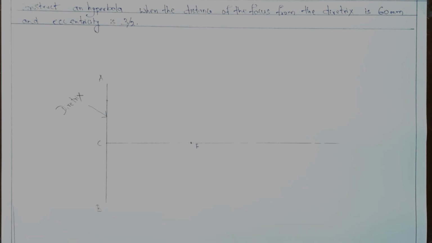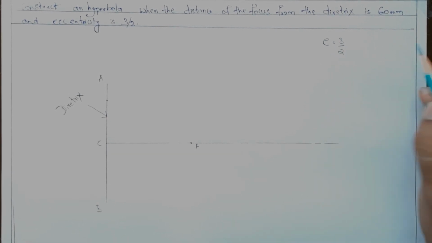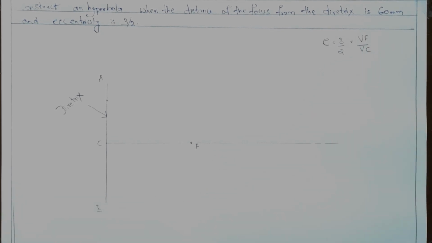So, next step is now to find out the vertex. Since they have given the eccentricity e equal to 3 divided by 2, which will be equal to VF divided by VC. So, the distance of the vertex from the focus will be 3 parts and the distance of the vertex from the directrix will be 2 parts. So, now we have to divide this line CF into 5 equal parts.